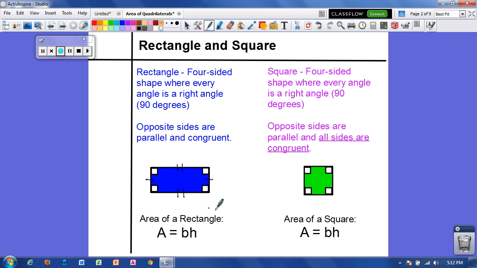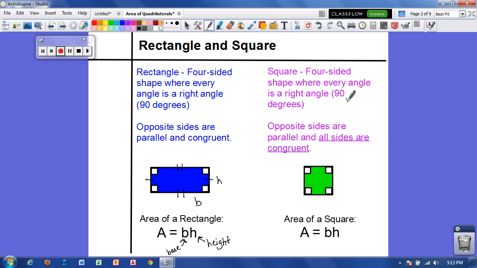Now to find the area of a rectangle, we simply multiply base times height. Keep in mind that B stands for base, and the H stands for height. You've probably heard that for a rectangle, area equals length times width. It means the exact same thing. So on this rectangle, this bottom side I could call the base, and perpendicular to that would be this side, which is the height.